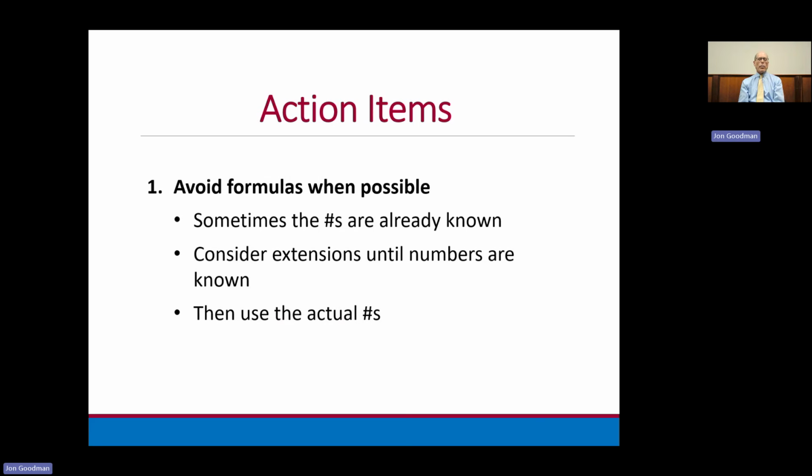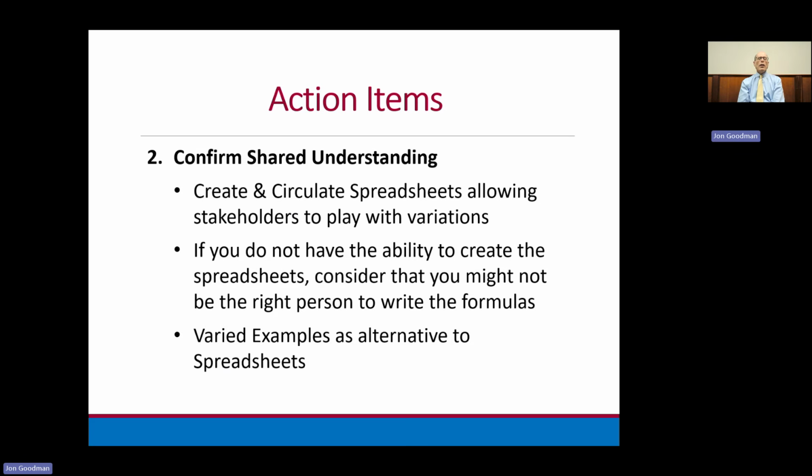Avoid formulas where possible. Now, in many situations, all the numbers are not known. You don't know how much the survey is going to cost. You don't know how much the roof repair is going to cost. You don't know how much it will cost to fix the sewer line. But consider extending, for example, an inspection resolution deadline to give the parties time to determine the actual numbers and then use the actual numbers. That's tip number one.